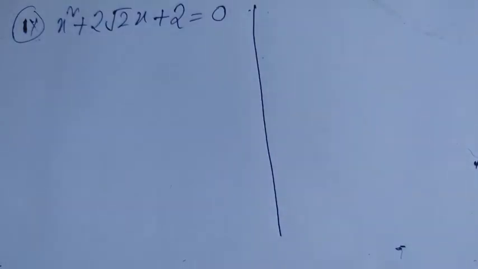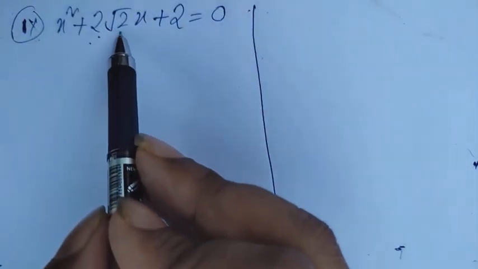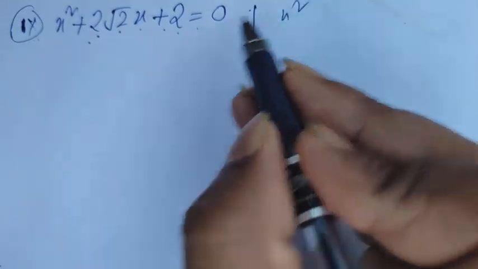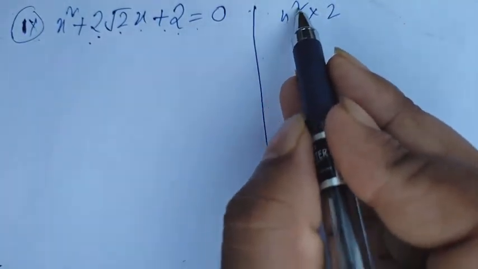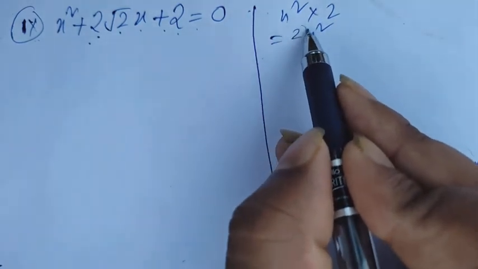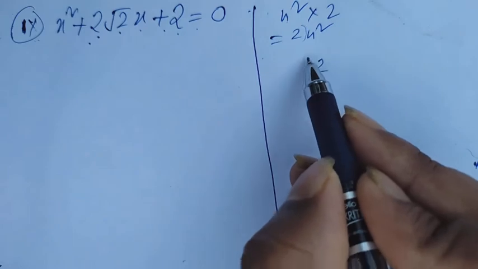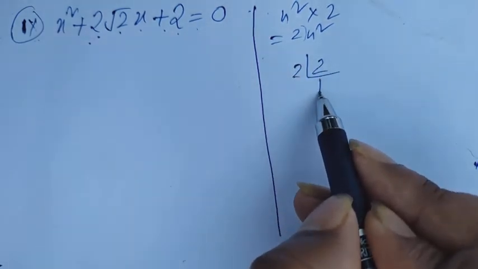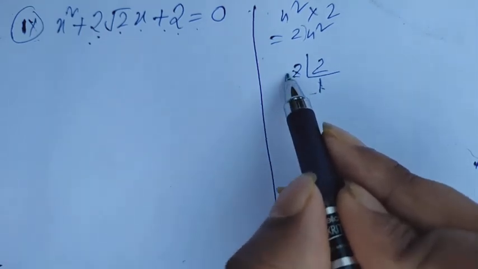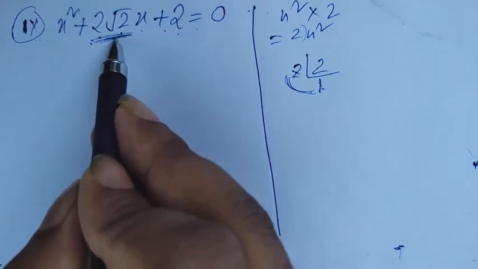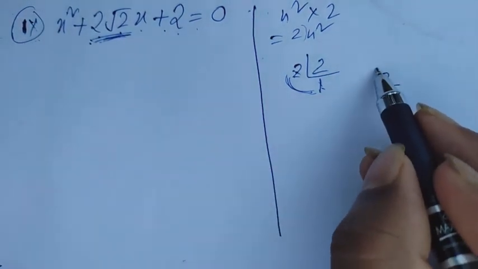Now question number 9, that is x squared plus 2 root 2x plus 2 equals 0. Again we have to take the first term and the last one. So we get x squared times 2, that is 2x squared. Now we will take the prime factorization of 2. Mind here one thing: the prime factorization of 2 we can find out as 2 times 1, but by rearranging 2 times 1 we cannot get 2 root 2. So for this we need to do it in a little bit tricky way.